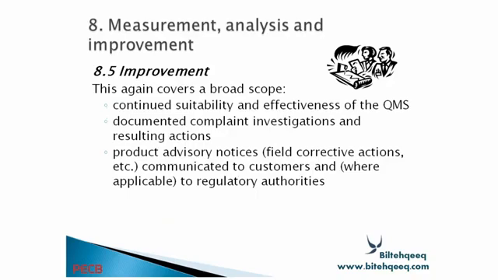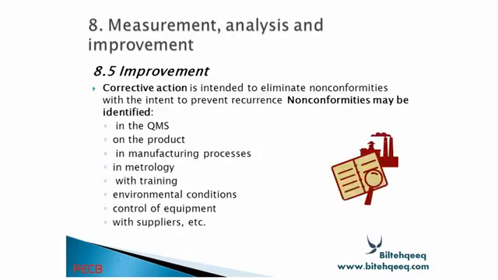8.5 is related to improvement. This again covers a broad scope: continued suitability and effectiveness of the quality management system, documented complaints, investigation and resulting action, product advisory notices, field corrective action, communicated to customers and, where applicable, to the regulatory authorities. Improvement also covers corrective actions.